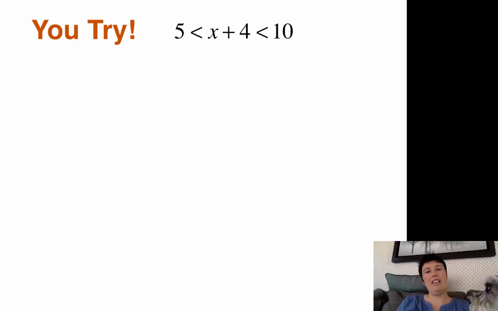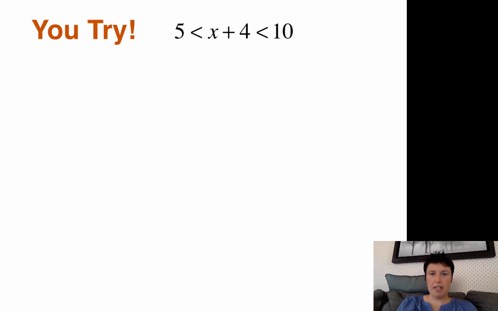Now it's your turn to see if you can do this. So here is your you try problem. 5 is less than x plus 4 is less than 10. This is the time to pause the video, solve, and graph this compound problem. We'll see if you got it right.